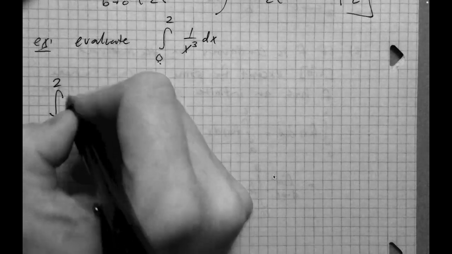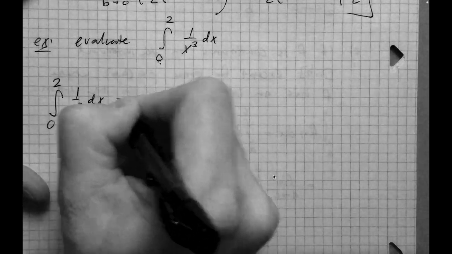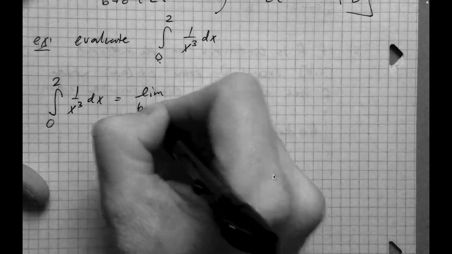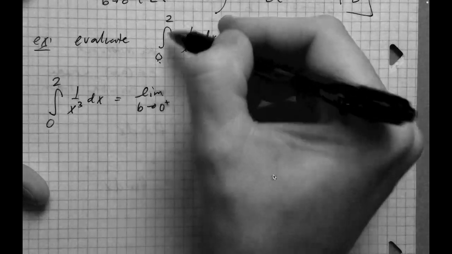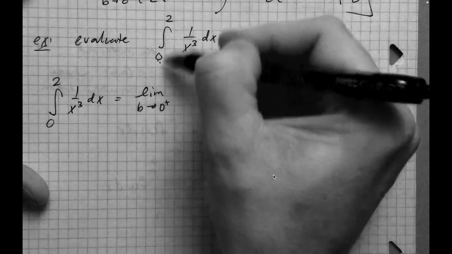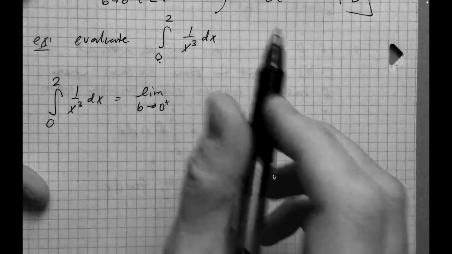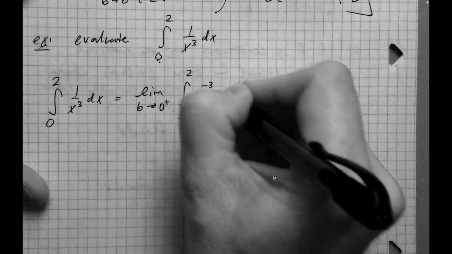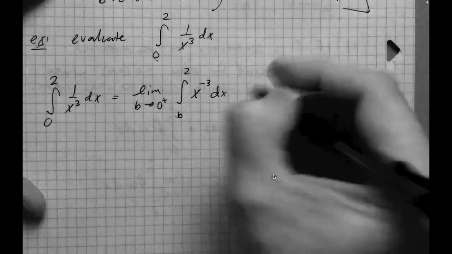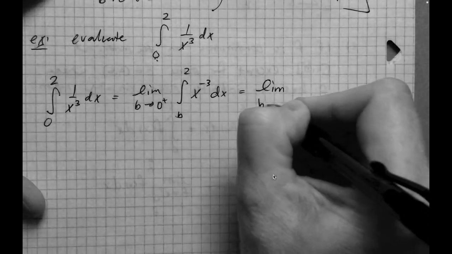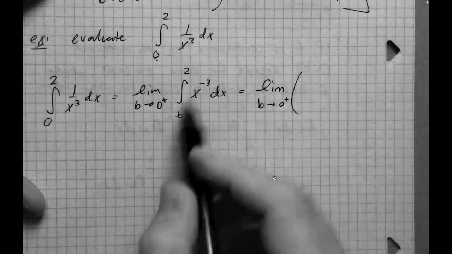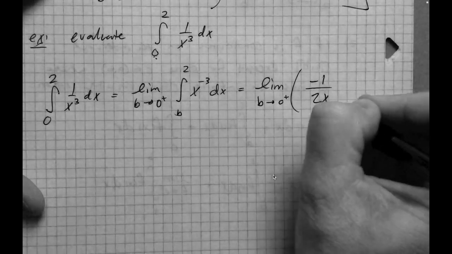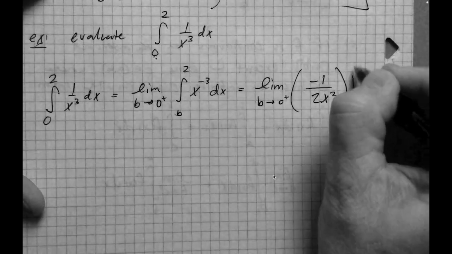So the integral from 0 to 2 of 1 over x cubed dx is equal to the limit as b goes to 0 from the right-hand side, because we would be going from 2 down to 0, so the right-hand direction, of the integral from b up to 2, and this we'll write as x to the negative third power. Okay, so the limit as b goes to 0 from the right of, can we integrate this? Sure, it's negative 1 over 2x squared from b up to 2.